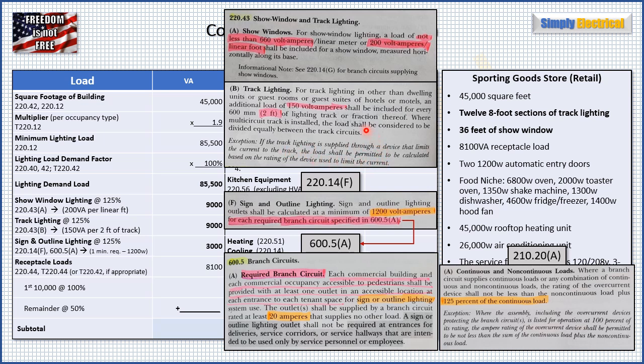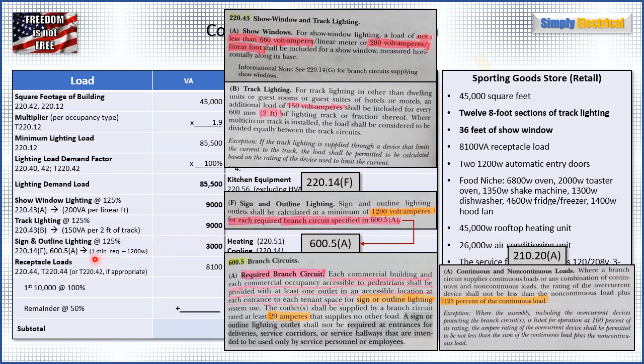Now back up here, so 150 VA per 2 feet of lighting track or fraction thereof. So we have 12 8-foot sections of track lighting. So that's 96 total feet. We're going to divide that by 2 because it's only every 2 feet that we're applying this to. So that gives us 48 feet that we're applying this per footage VA value to. So then we multiply by 150 VA and it gives us 7,200 VA. But again, we've got to add our extra 25%. So that brings us to 9,000 VA again. So we have 9,000 VA for the show window lighting and 9,000 VA for the track lighting.